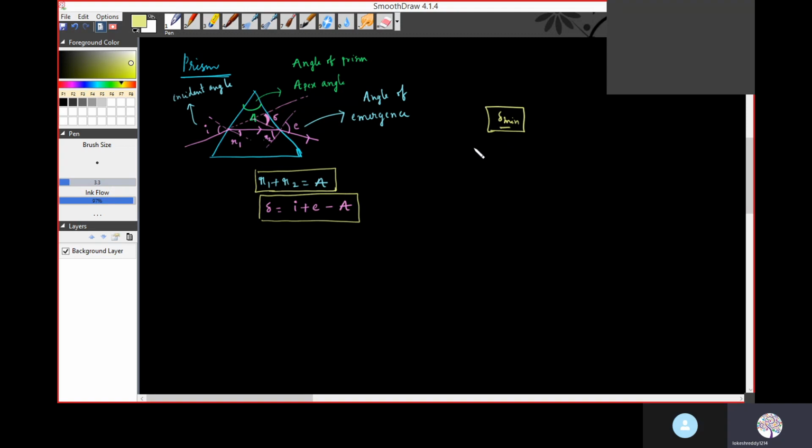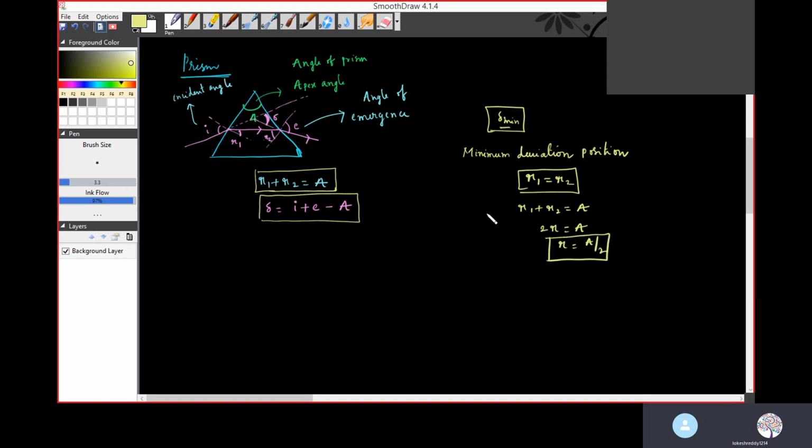At the minimum deviation position, what you can see is R1 will be equal to R2. When R1 is equal to R2, then R1 plus R2 is equal to A. So this will become 2R is equal to A, then R is equal to A by 2. This is for minimum deviation.